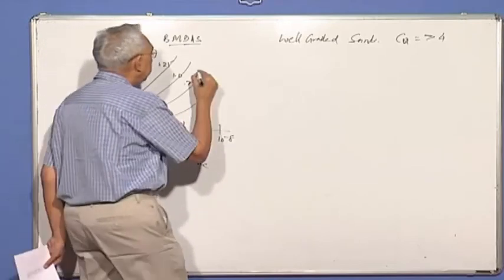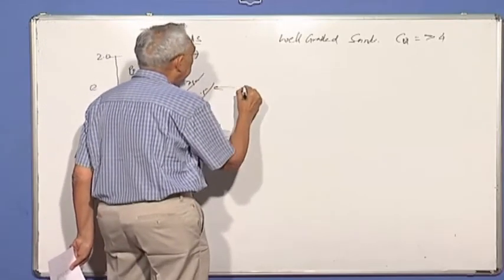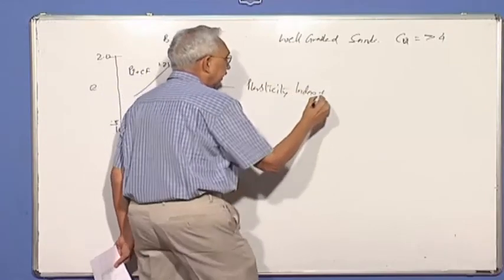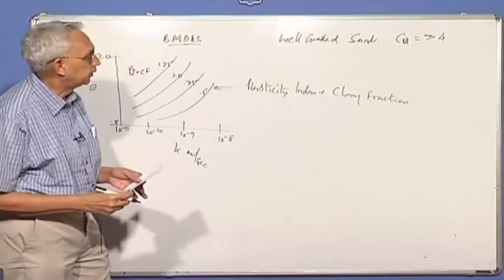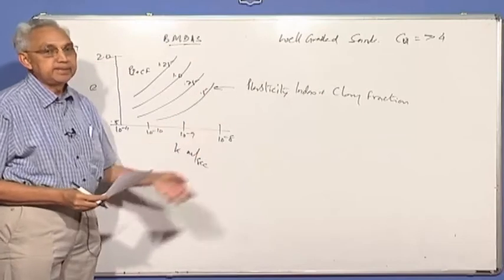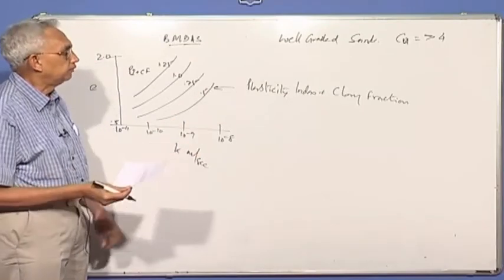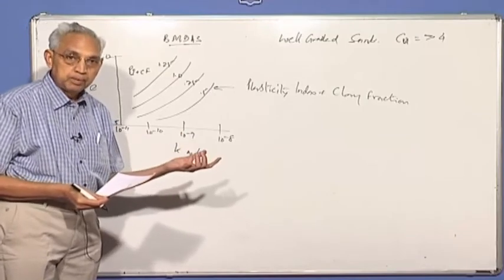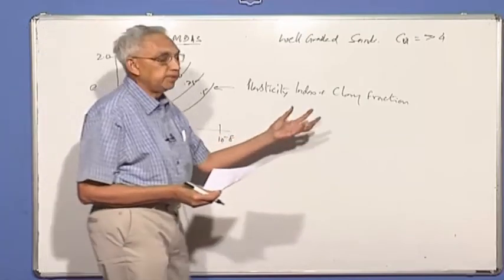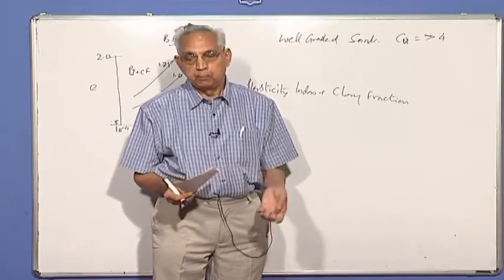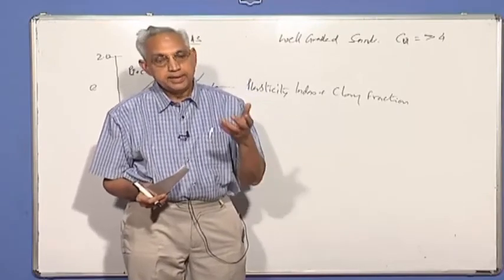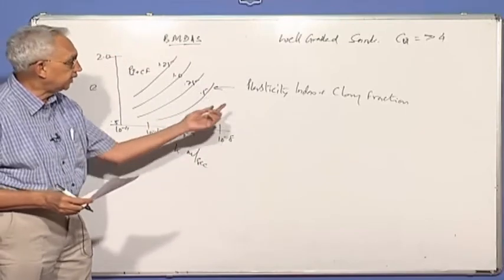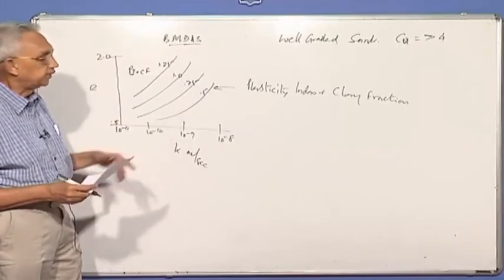What does it mean? Each curve corresponds to a particular plasticity index plus clay fraction. So for different types of fine-grained soil, plasticity index can vary from 0 to, let's say, 40 or 50%, which means maximum 0.5, and clay fraction again can vary from 0 clay to maybe 80% clay. So look at the fractions and add them up. You will get a value somewhere.